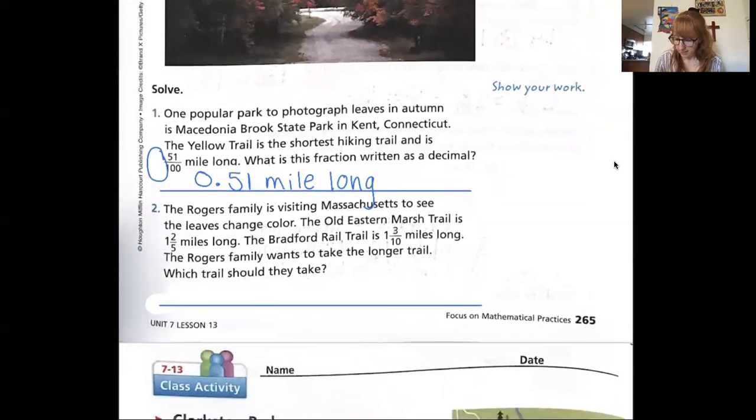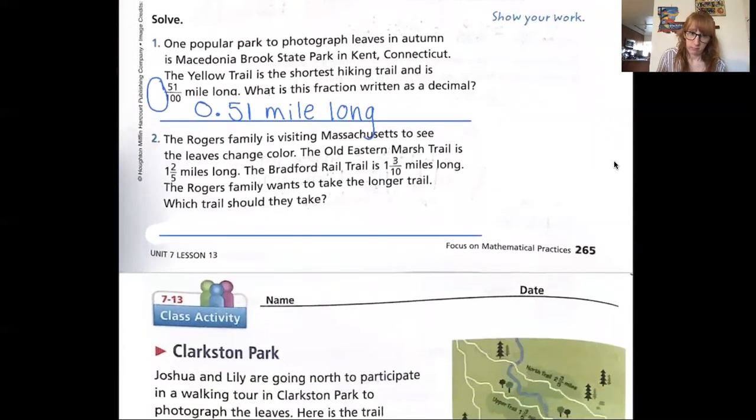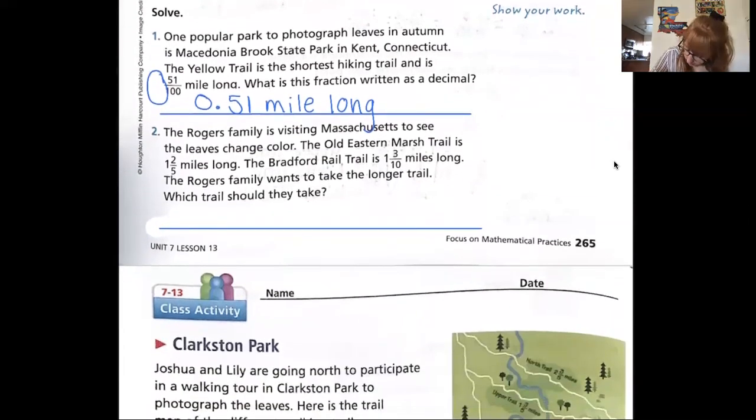The Rogers family is visiting Massachusetts to see the leaves change color. The Old Eastern Marsh Trail is 1 2/5 miles long. The Bradford Rail Trail is 1 3/10 mile long. The Rogers family wants to take the longer trail. Which trail should they take? So first, we're going to write a comparison statement.